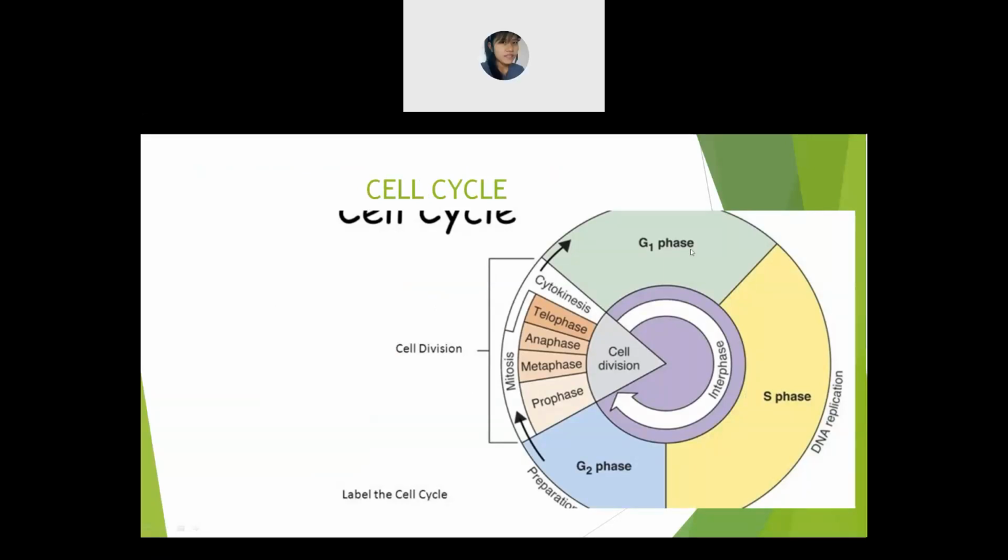First is the G1 phase. Okay, in the interphase you'll get the G1 phase and the S phase, G2 phase, and this is the M phase. In the M phase you will be getting prophase, metaphase, anaphase, telophase, cytokinesis. Okay, so in the next slide I will explain to you it more clearly.